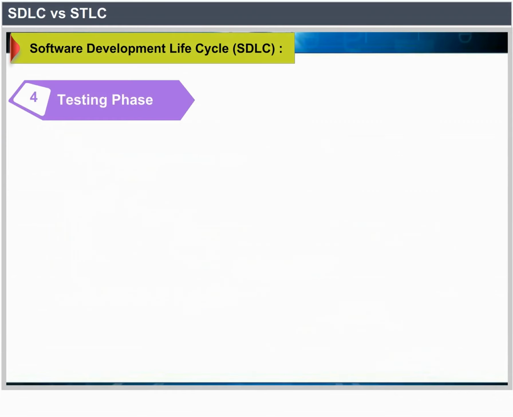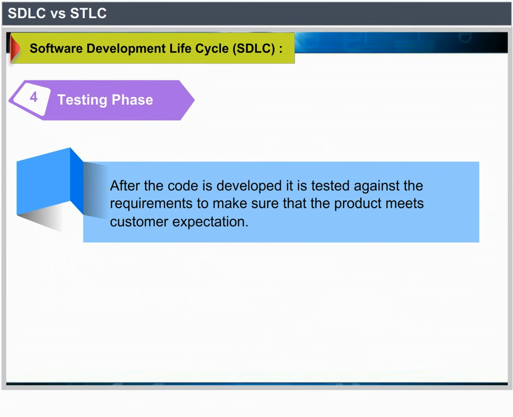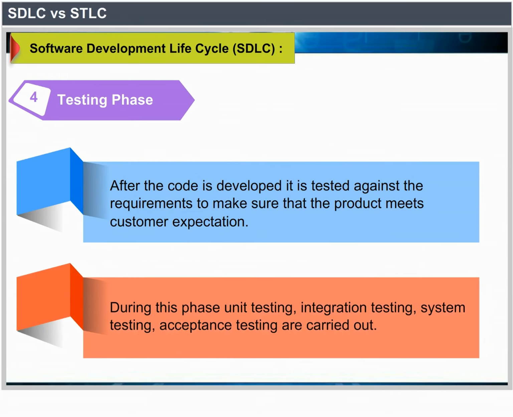Testing phase. After the code is developed, it is tested against the requirements to make sure that the product meets customer expectation. During this phase, unit testing, integration testing, system testing, acceptance testing are done.